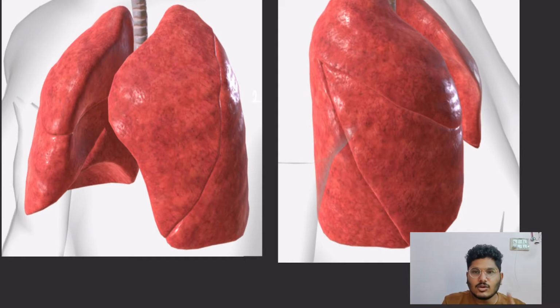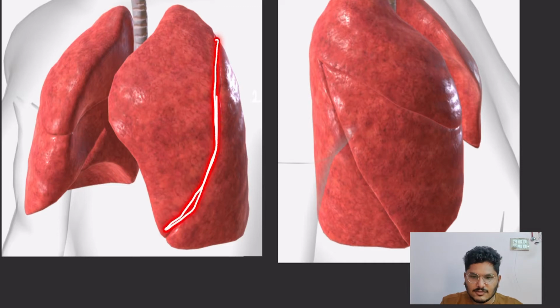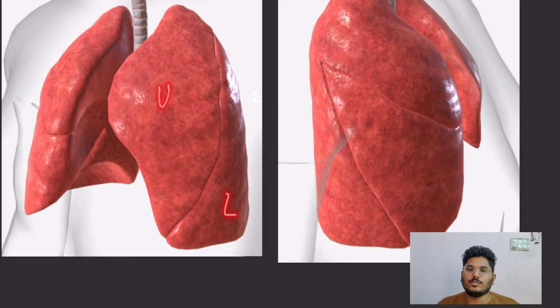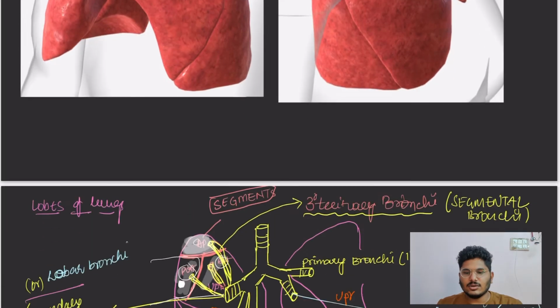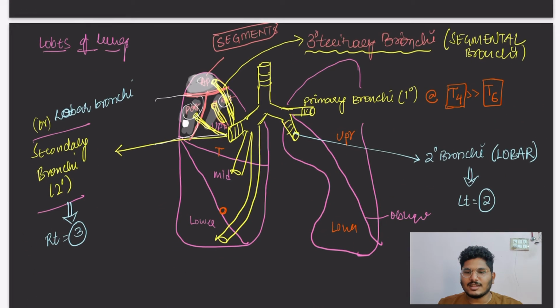Regarding the left lung, there are only two lobes because the left lung gives space for the heart to accommodate. Therefore, there are only two lobes for the left lung. These two lobes of the left lung are divided by a fissure called the oblique fissure into upper and lower lobe. So what is the lobar anatomy of the lungs?